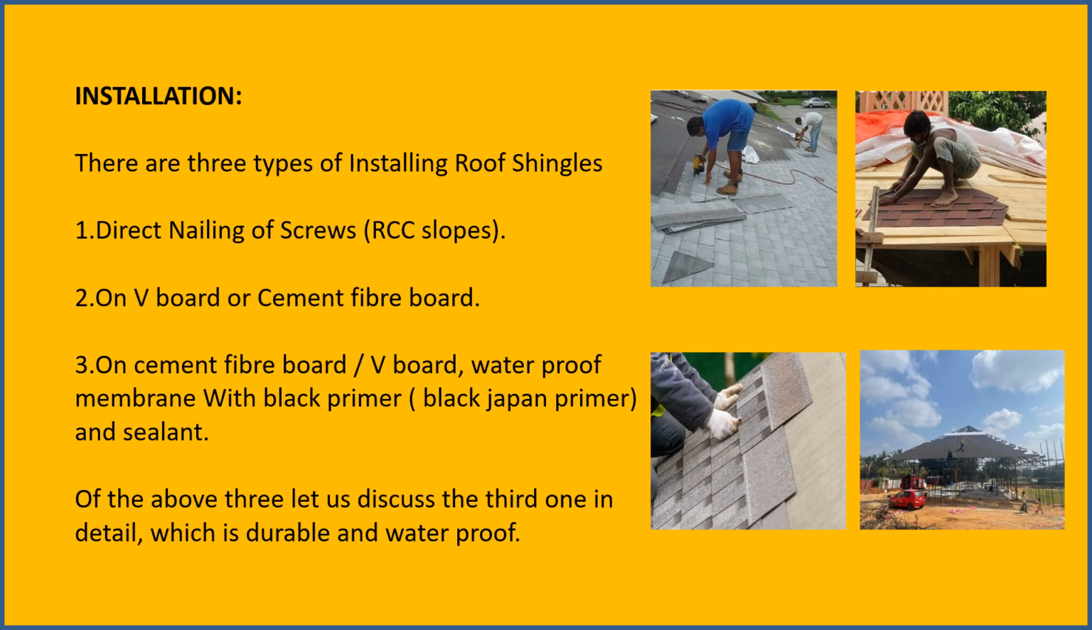Installation. There are three types of installing roofing shingles. Number one is direct nailing of shingles on an RCC slab, that is, slopes. The second one, cement fiber board is laid on a metal structure and the shingles are nailed on the cement fiber board. The third one is a three-layer installation process. The first, cement fiber board, second, waterproof membrane, and the third is shingles. Of the above three, let us discuss the third one in detail, which is a popular, durable and waterproof one.